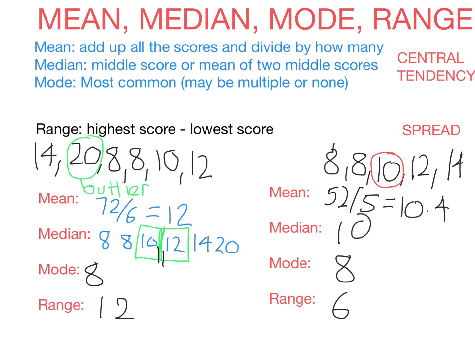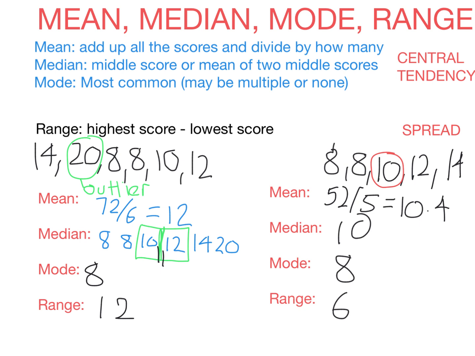So for that reason, we say that the mean is more susceptible to outliers than is the median or the mode. Outliers drag the mean up or down a lot more so than they do for the median and mode. And it's for that reason sometimes we don't report the mean, we report the median instead. An example would be house prices.